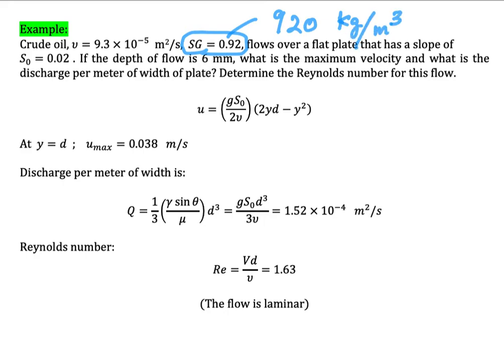It flows over a flat plate that has a slope S of 0.02. If the depth of flow is 6 millimeter, what is the maximum velocity and what is the discharge per meter of width of plate? Determine the Reynolds number for this flow. We just take the velocity profile u as this one, and we assume at y equal to d, the maximum velocity is 0.038. We substitute all of the values in this equation to calculate the discharge per meter of width, and we get 1.52 times 10 to the minus 4 meter square per second. The Reynolds number is Vd over nu, so it is equal to 1.63. So the flow is laminar.